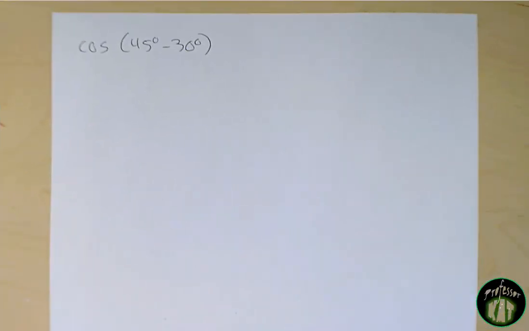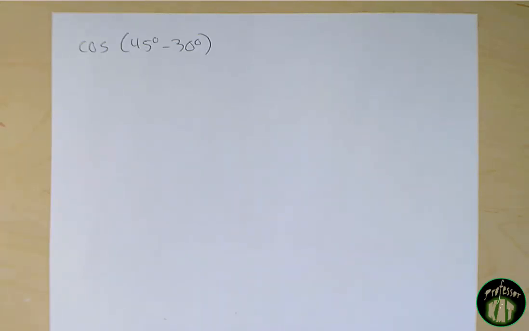Now for this problem, we need to find the exact value of the following expression. We are given cosine of 45 degrees minus 30 degrees. So what does this equal here? Now there's a couple different ways that you can simplify down this problem.